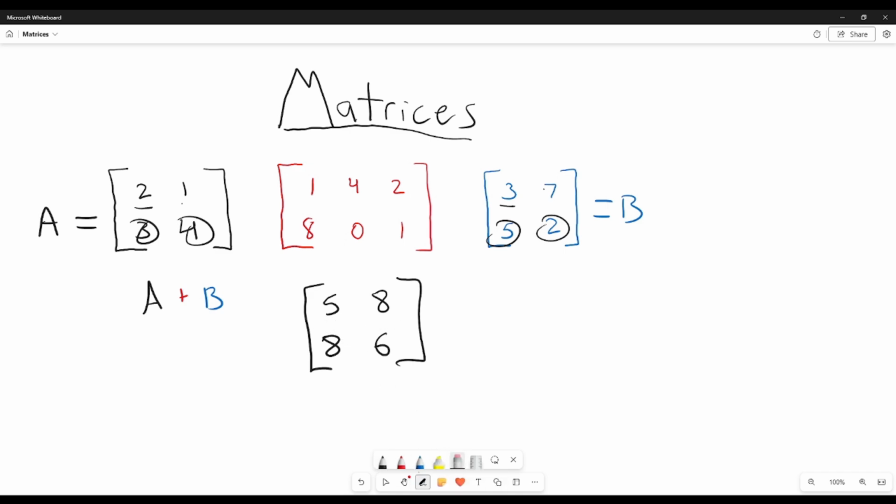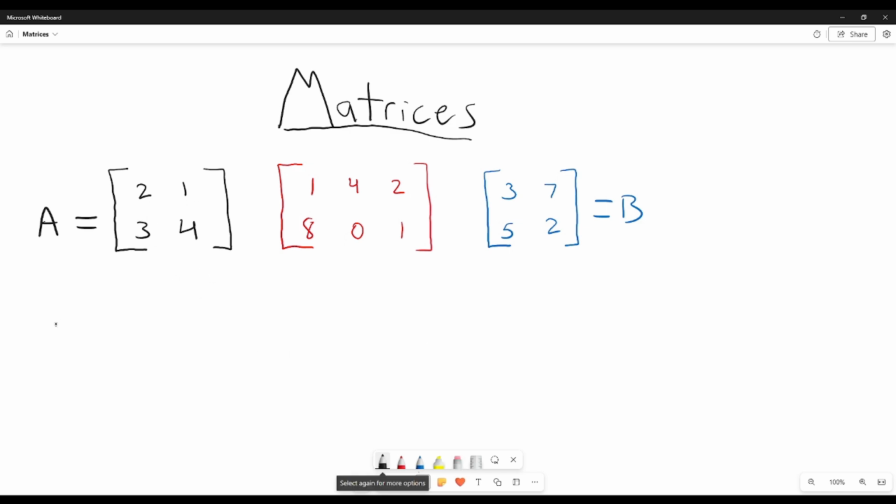So as you can see, the resultant matrix is going to be the same size as the first two matrices. Now you can also, of course, perform subtraction. So if you wanted to do A minus B, it would be the same exact operation, but this time, obviously, we're going to get different numbers. So 2 minus 3, negative 1, 1 minus 7, negative 6, 3 minus 5, negative 2, and 4 minus 2 is going to be 2. And so this is our final matrix down here.